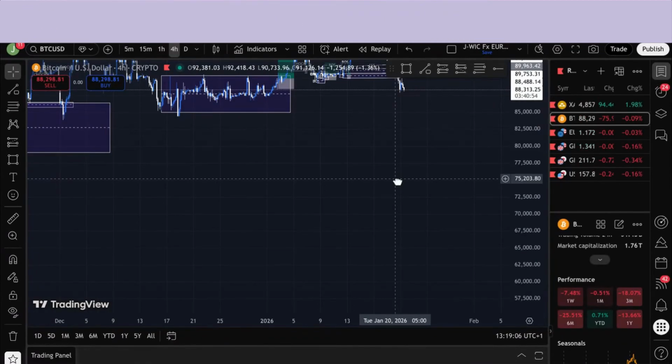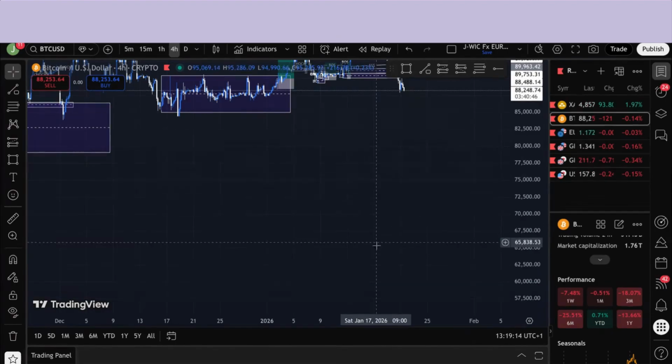Today we're going to be dealing with a ranging structure and a change of character. In our previous videos we've already discussed the bullish structure and the bearish structure. Today we're dealing with the ranging structure, which completes the topic of market structure. From there, we'll discuss change of character, whereby a market changes from a bearish structure to a bullish structure, or from a bullish structure to a bearish structure.